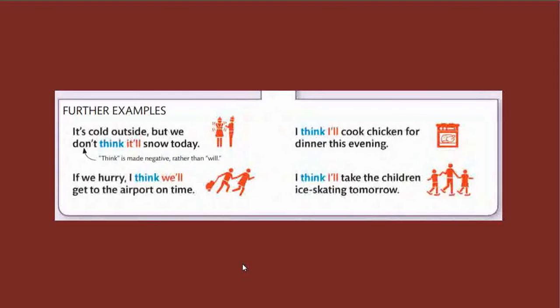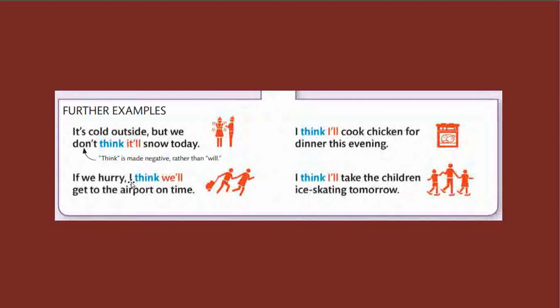Let us see certain examples with this kind of pointer. It's cold outside, but we don't think it will snow today. Now, don't is used for negative, do not. Think is made negative rather than will. Don't think it will. So think is made negative over here.